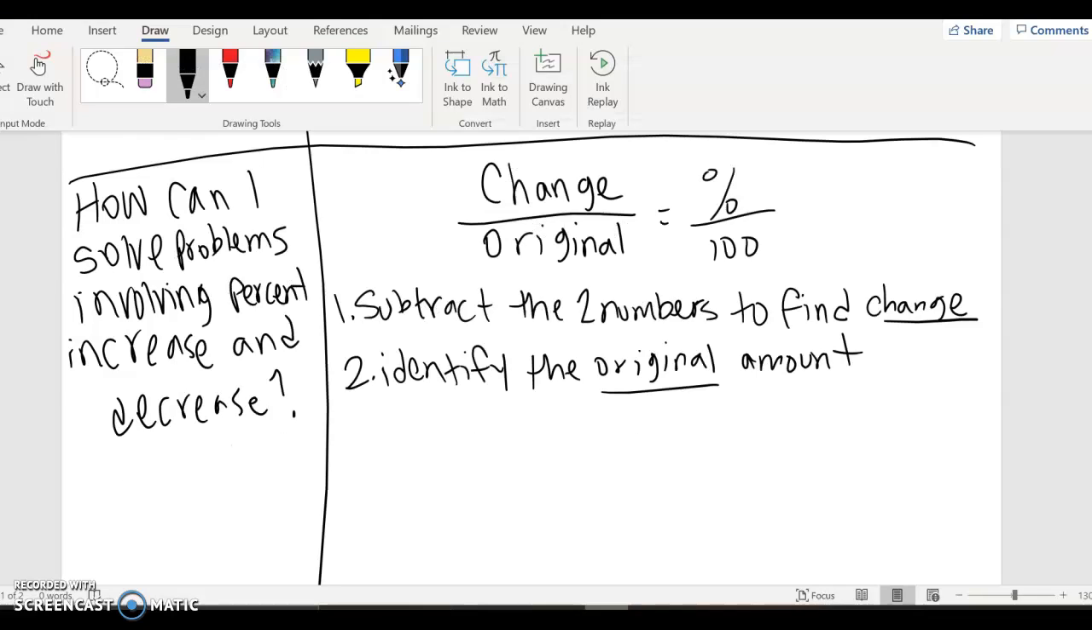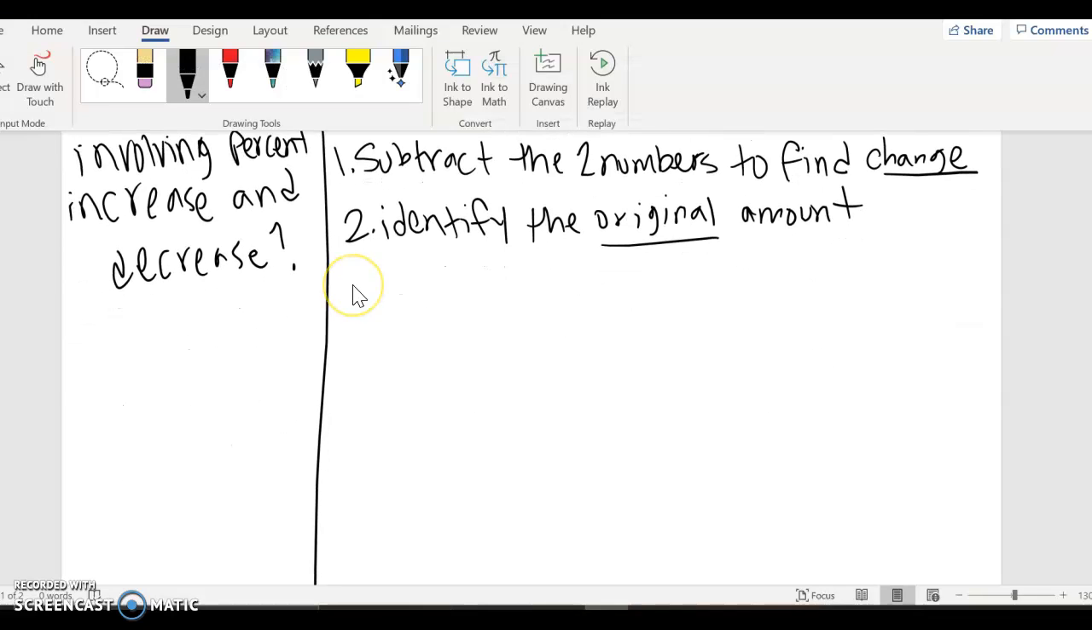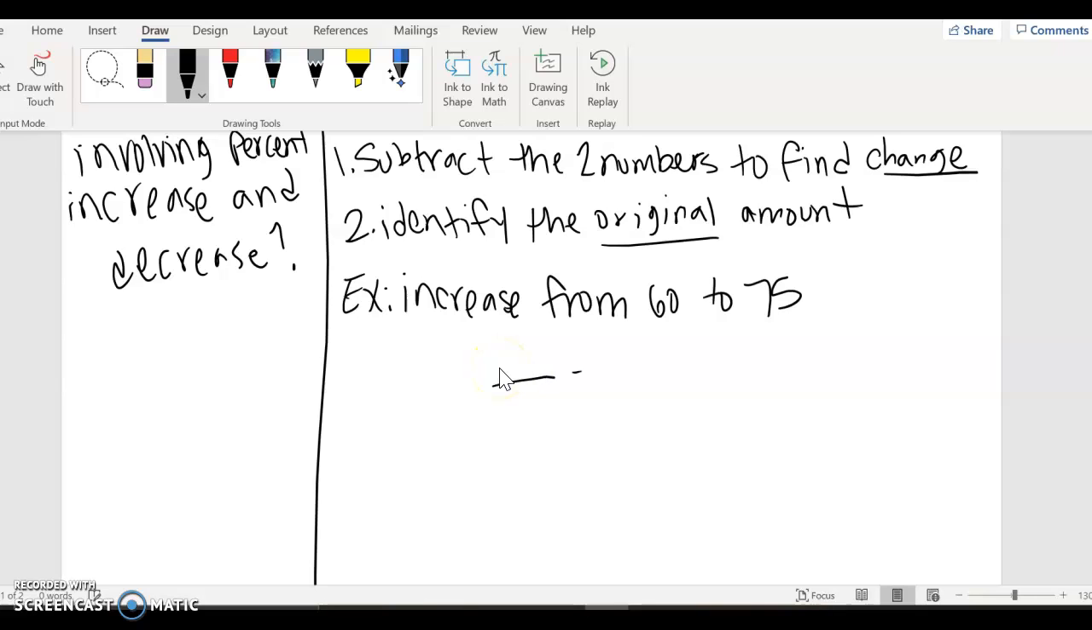Okay, so we're going to go back to our notes. We're going to put in our example of an increase from 60 to 75. Okay, so we're going to start off by setting up our proportion the same way that we were doing yesterday. Just kind of that blank outline, and then we know 100 is going to be there every time still. Okay, we were not given a percent, so X is going to go on top of 100.